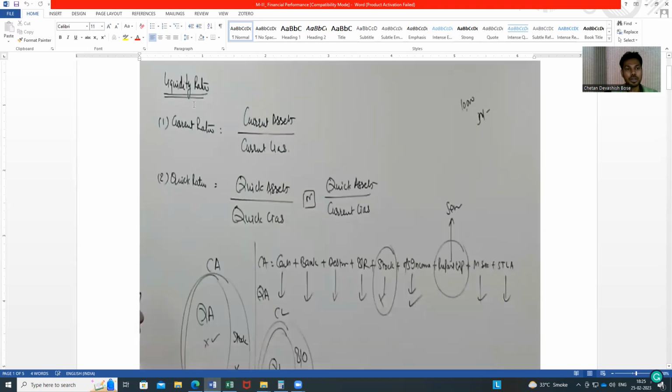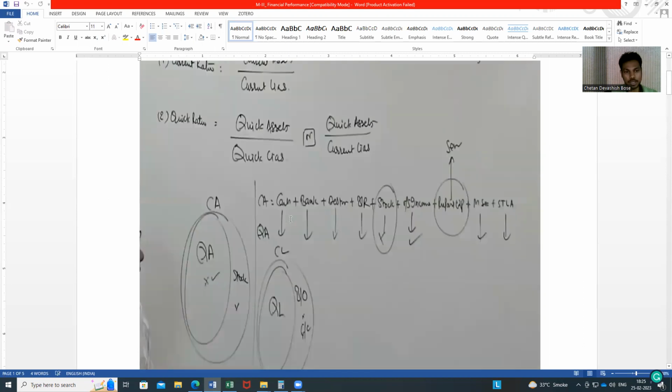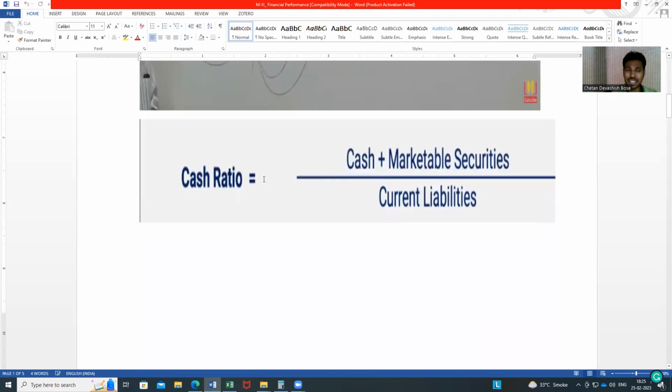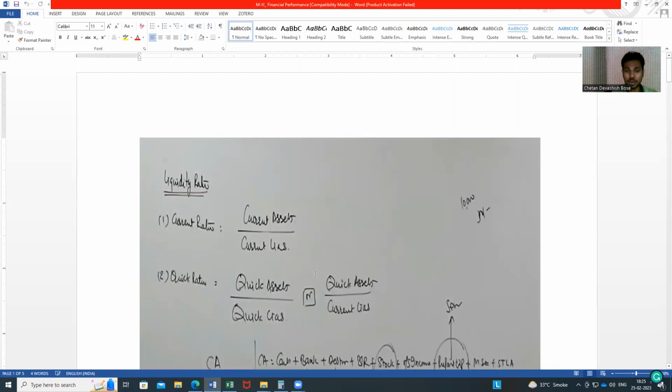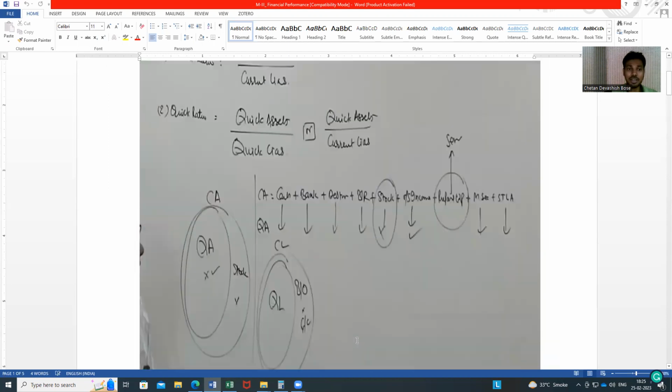Now, what is current ratio? Whatever the ratio, in current ratio it would be compared with current liabilities. Even with quick ratio, it would be compared with quick liabilities. It should be current liabilities, but we would be saying quick liabilities. And even in case of cash ratio, it would be compared with current liabilities. So if you see, in all of them the denominator is current liabilities.